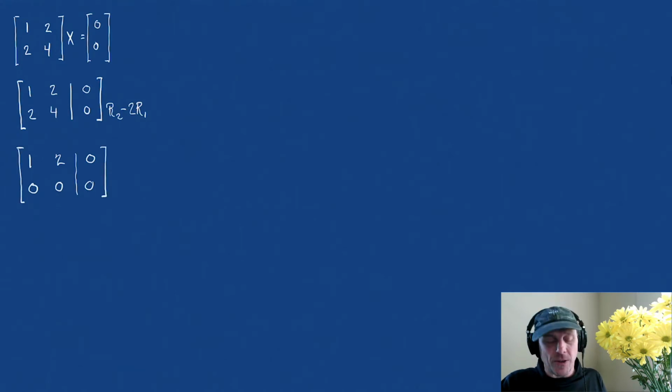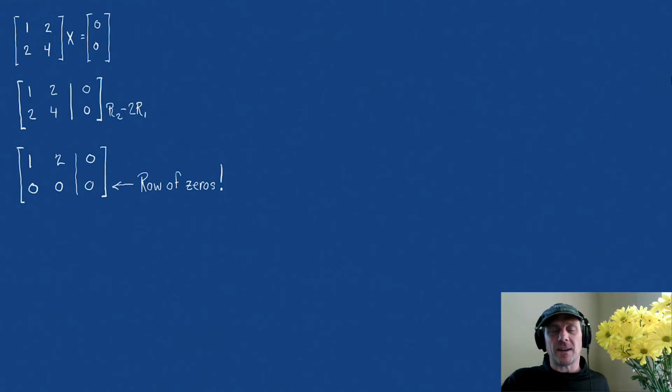I come up with this. Here's the key piece. The key takeaway is, when we have dependent columns, we always end with a row of zeros. Okay, that's the big key, row of zeros. Okay, let's take it and see a little bit further.